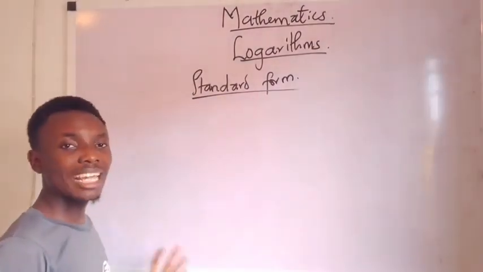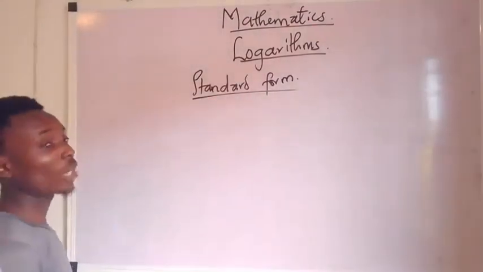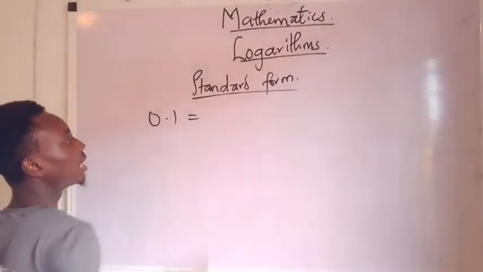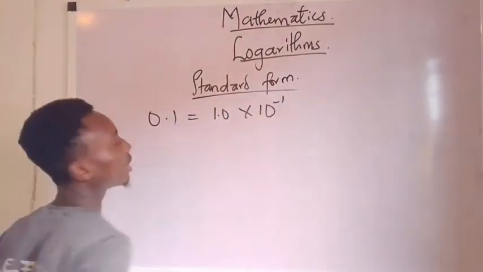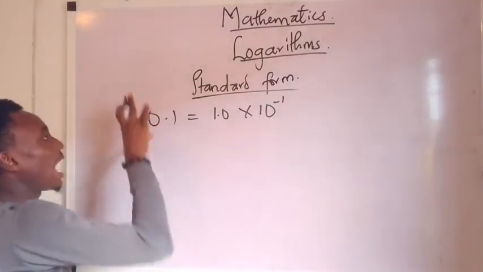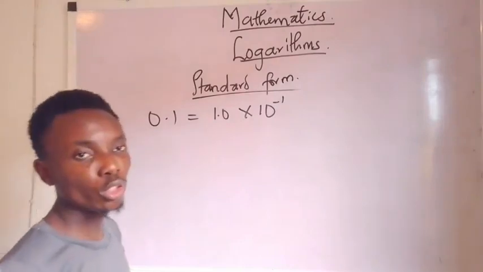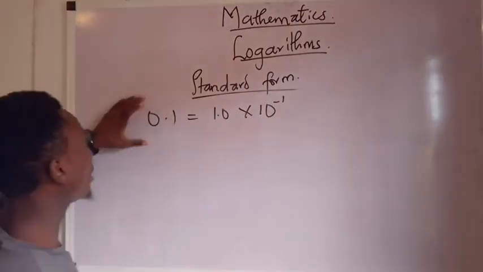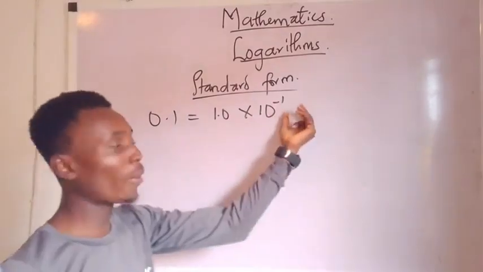Moving towards negative power, which are actually decimals. So, for example, you have 0.1. This actually gives us 1.0 times 10 raised to power minus 1. How do we get this? How many zeros do we have before the first significant figure? You should know what significant figure means now. Any digit greater than 0. How many zeros do we have before the first significant figure? That's how we get the negative power to put here.